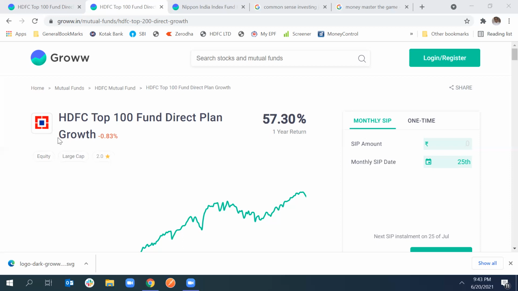As we are talking about multiplying our growth and investing for the long term, we don't want to go with any option other than growth. So that is a good way to go in. When I read it like this, direct means there is no broker, no commission, and no agent or distributor of the mutual fund involved here.